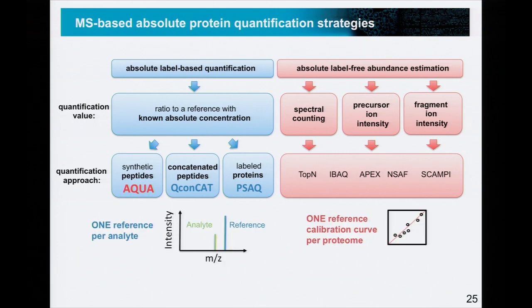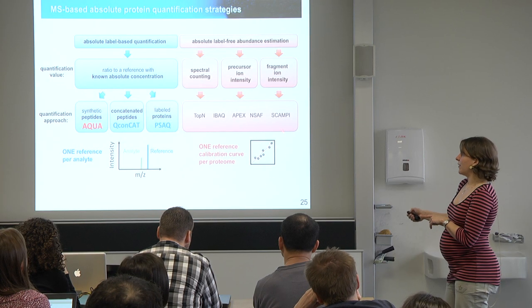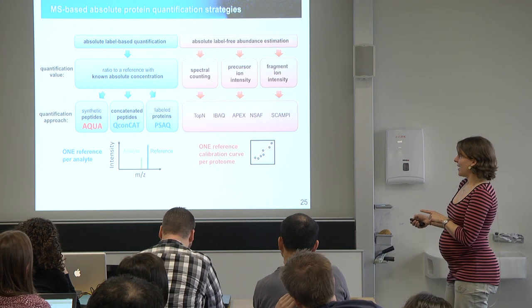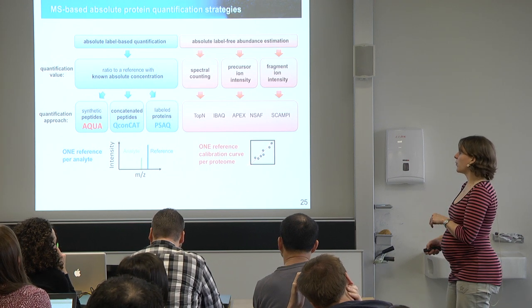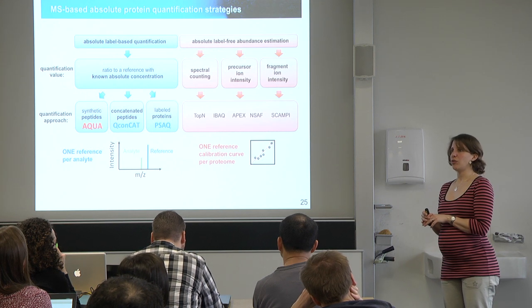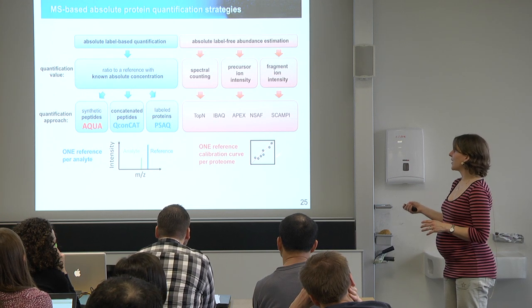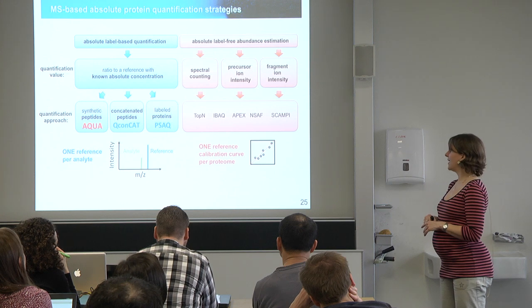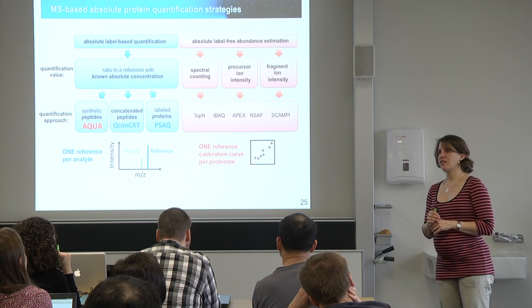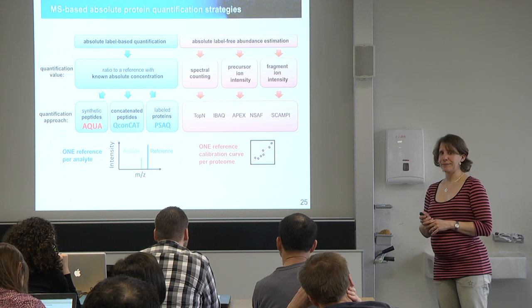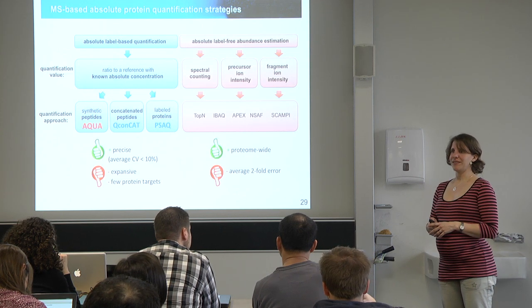The general difference between the approaches, which is rather easy to understand, is that with these isotope-labeled approaches, you always work with 1 reference per analyte. For every analyte, you have your corresponding reference, while with these absolute label-free estimation approaches, you work with 1 reference calibration curve per proteome. So you no longer have a reference for every peptide or every protein, but you make a calibration curve with a few proteins and use this to transfer concentrations to all peptides and proteins in your sample, which is, of course, more error-prone, but much cheaper as well.